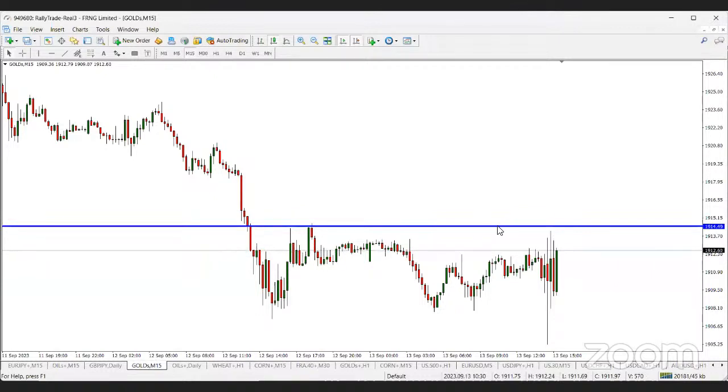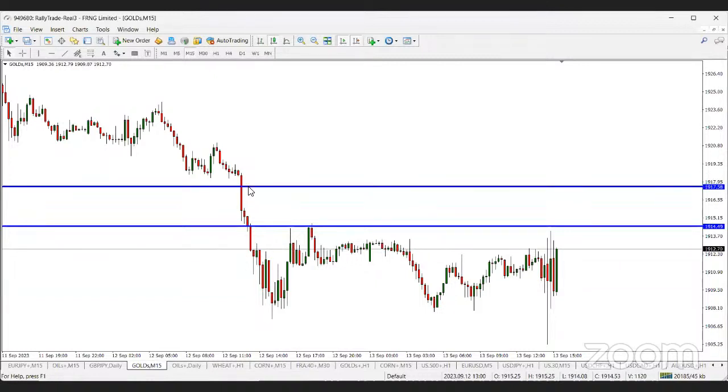If price breaks 1914, and what do we mean by break? We mean that the body of the candle has to form above it. If the body of the candle closes above that particular point, then you can expect that it should likely buy to around 1917. But I would expect that from this particular resistance point here, gold is likely going to return back to the downside.